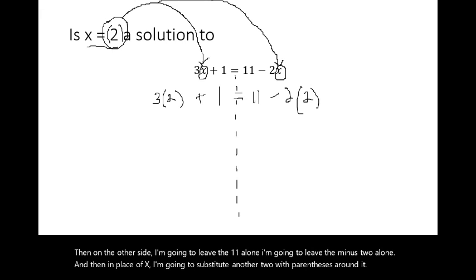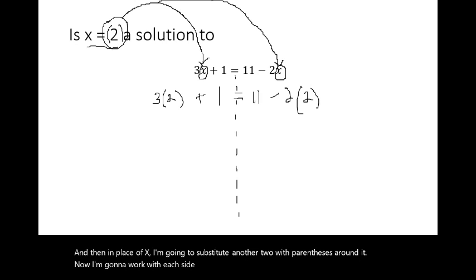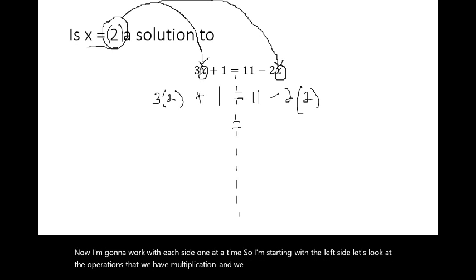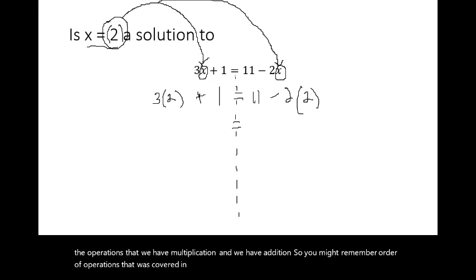Now I'm going to work with each side one at a time. So I'm starting with the left side. Let's look at the operations that we have. We have multiplication and we have addition. So you might remember order of operations that was covered in the last video. What comes first, multiplication or addition? Multiplication comes before addition, so I'm going to do the 3 times 2 first, which is 6.